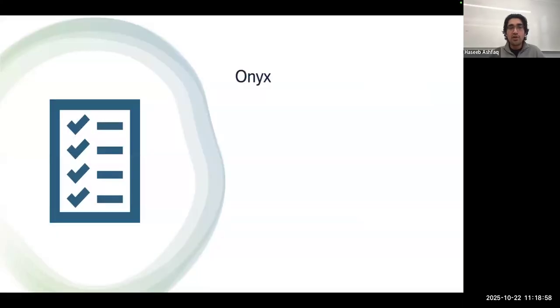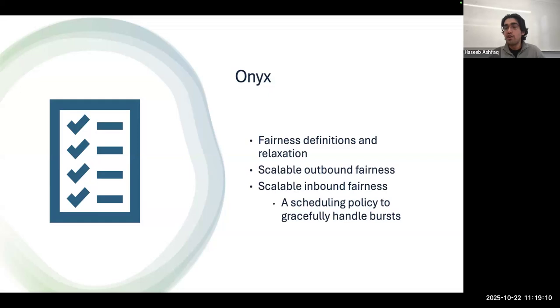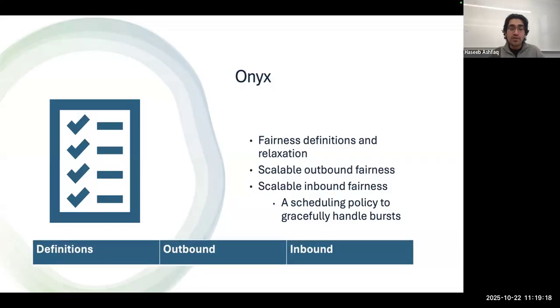So this is the agenda for the rest of my presentation. We'll talk about the definitions of fairness and how we relax them, and it includes scalable outbound fairness and scalable inbound fairness. In the scalable inbound fairness, we'll discuss a scheduling policy that gracefully handles bursts. So let's start.